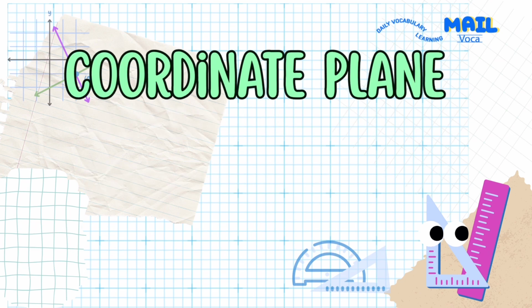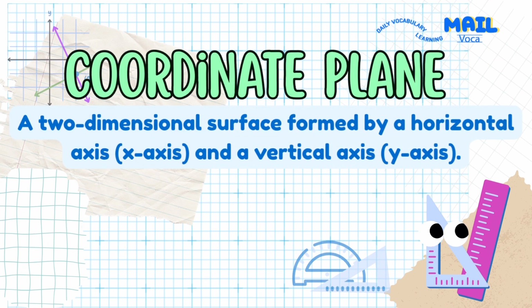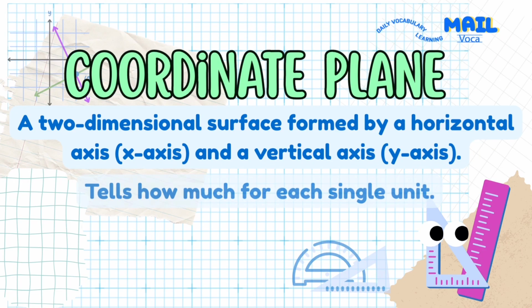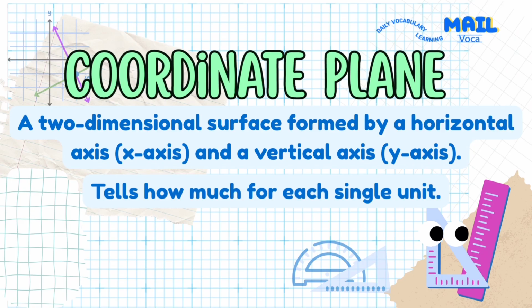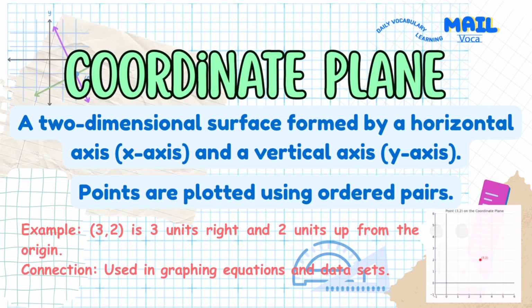Coordinate plane. A 2-dimensional surface formed by a horizontal axis, x-axis, and a vertical axis, y-axis. Example, the point 3,2 is 3 units right and 2 units up from the origin. Connection, used to graph equations and data sets.